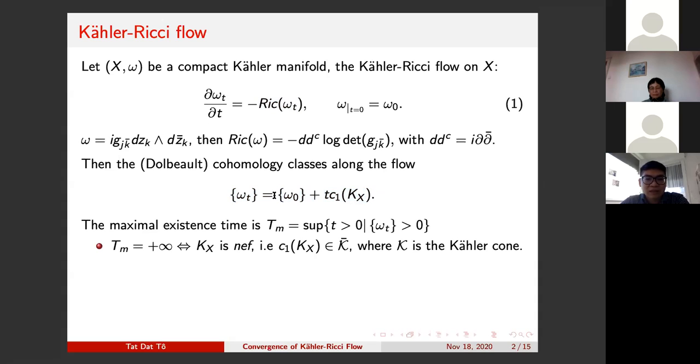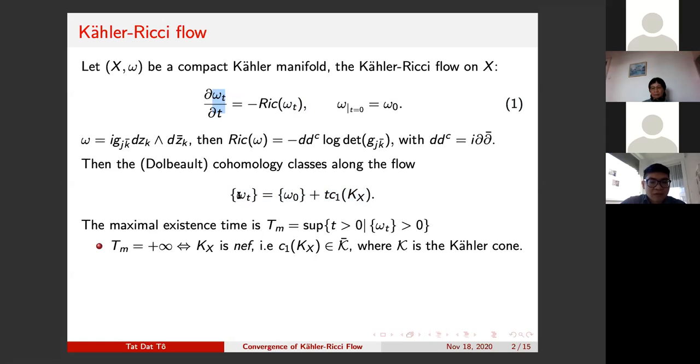Since omega_0 is a Kähler metric and c_1(K_X) is a closed class, omega_t should be a closed form. So along the Kähler-Ricci flow, omega_t is always closed. That's why we call this the Kähler-Ricci flow, because the Kähler property is preserved along the flow.